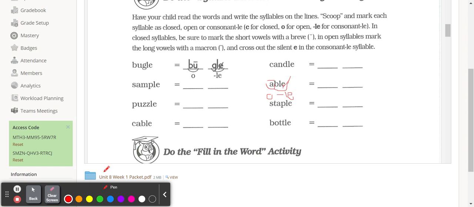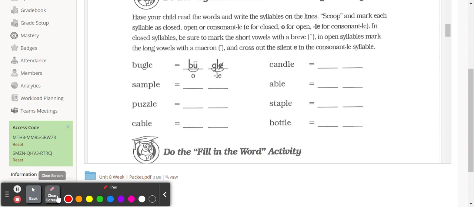Okay, clearing that. We have stay, pull. Stay has that long A, so it's open. Pull is consonant-LE with a silent E crossed off. Okay, last word. Bottle. Bot, that's a short vowel with a breve, so we're going to mark that closed. And tle, that's consonant-LE with a silent E crossed off.